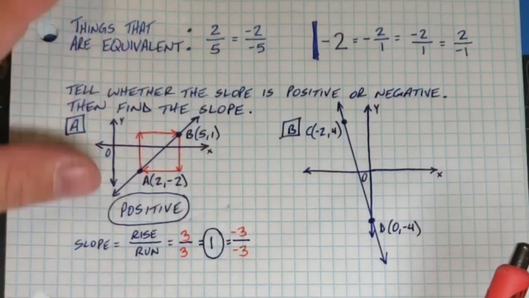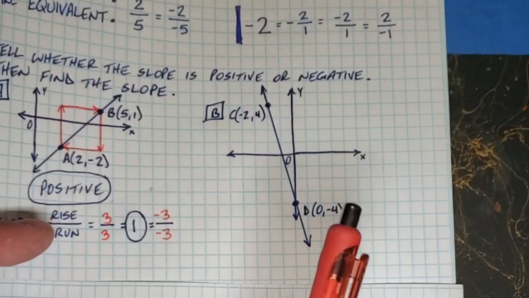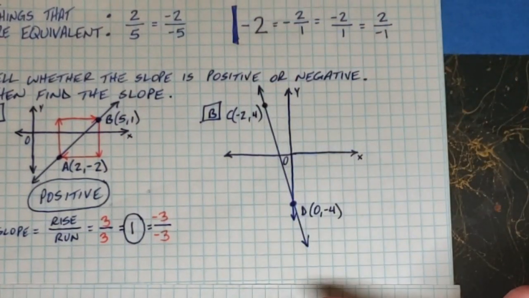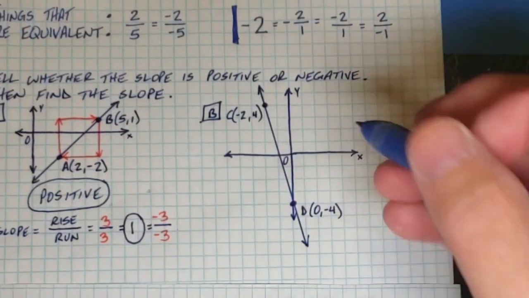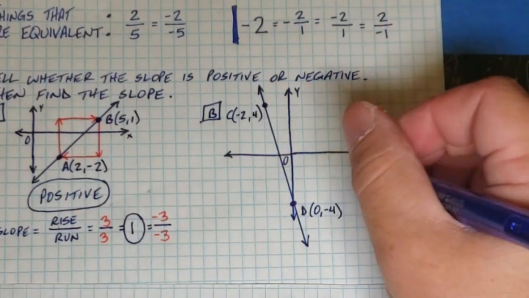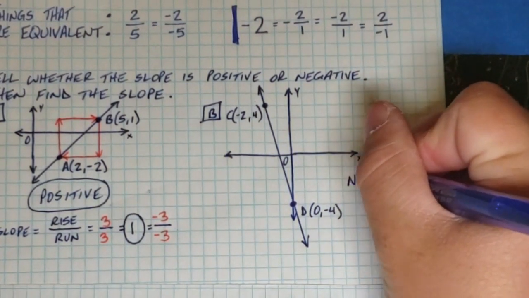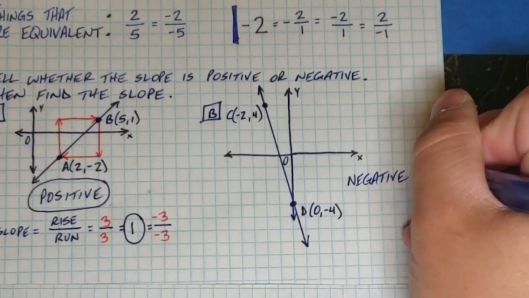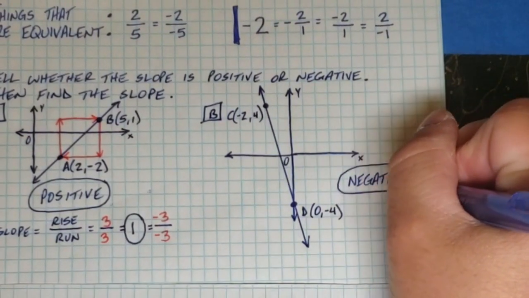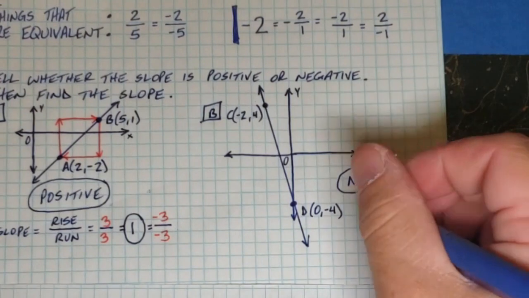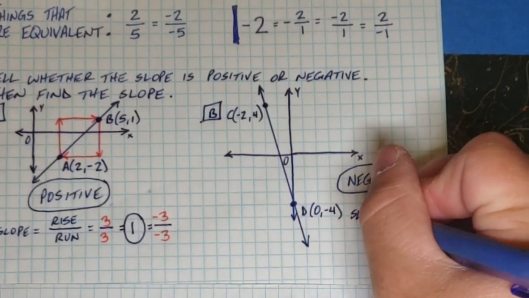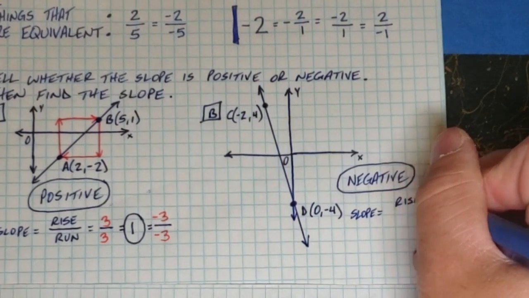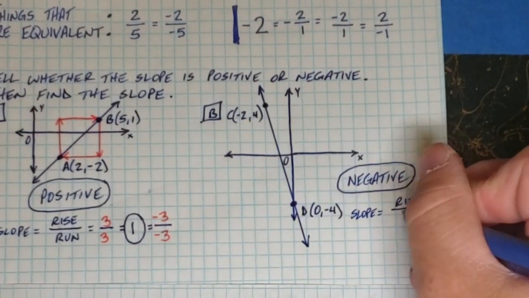Look at letter B. Letter B is going down from left to right. What kind of slope goes down from left to right? That would be a negative slope. So whatever number we come up with here, it should be a negative. So again, slope equals rise over run.